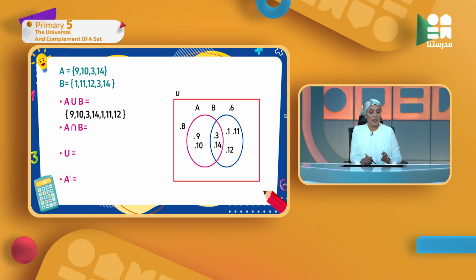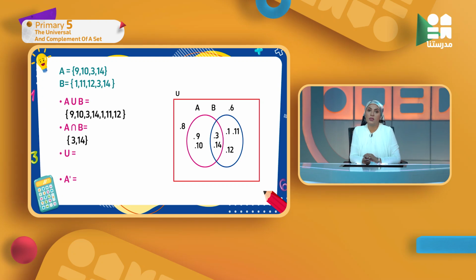So here in the set A I have the elements 9, 10, 3 and 14, and in the set B, I have the elements 1, 11, 12, 3, and 14. And as you see, the two sets, they intersect in the elements 3 and 14. Then A intersect B equals the set of elements 3 and 14.